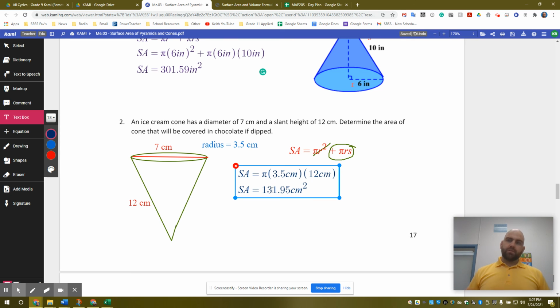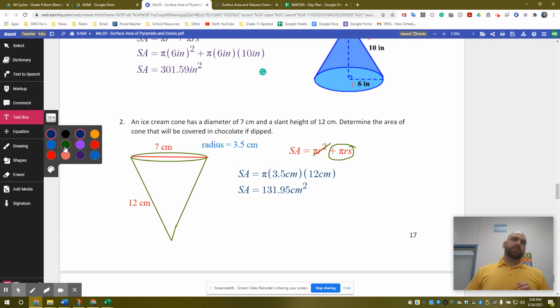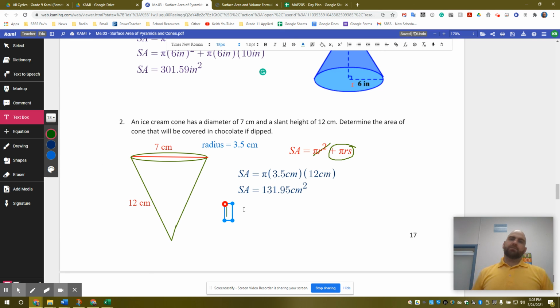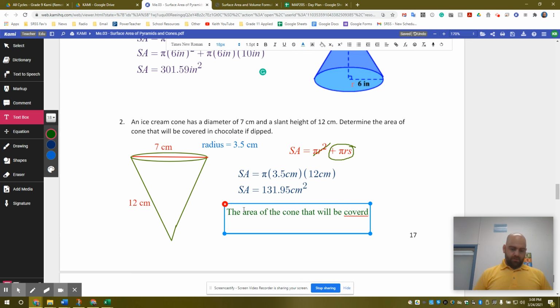So we've come up with our solution to this, but because we're dealing with a contextual problem, the answer needs to have some context to it as well. So we can say that the area of the cone that will be covered is 131.95 centimeters squared in size. So there we go.